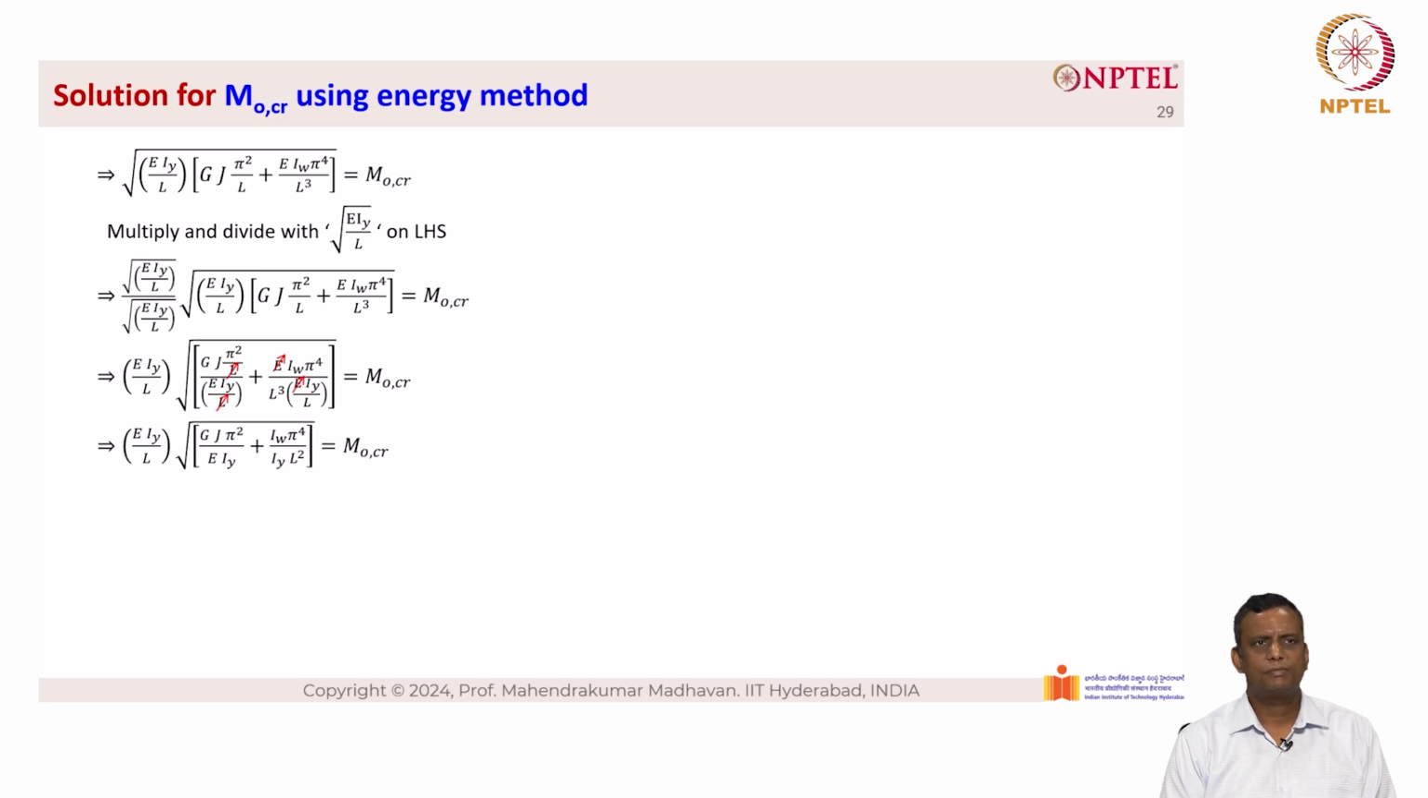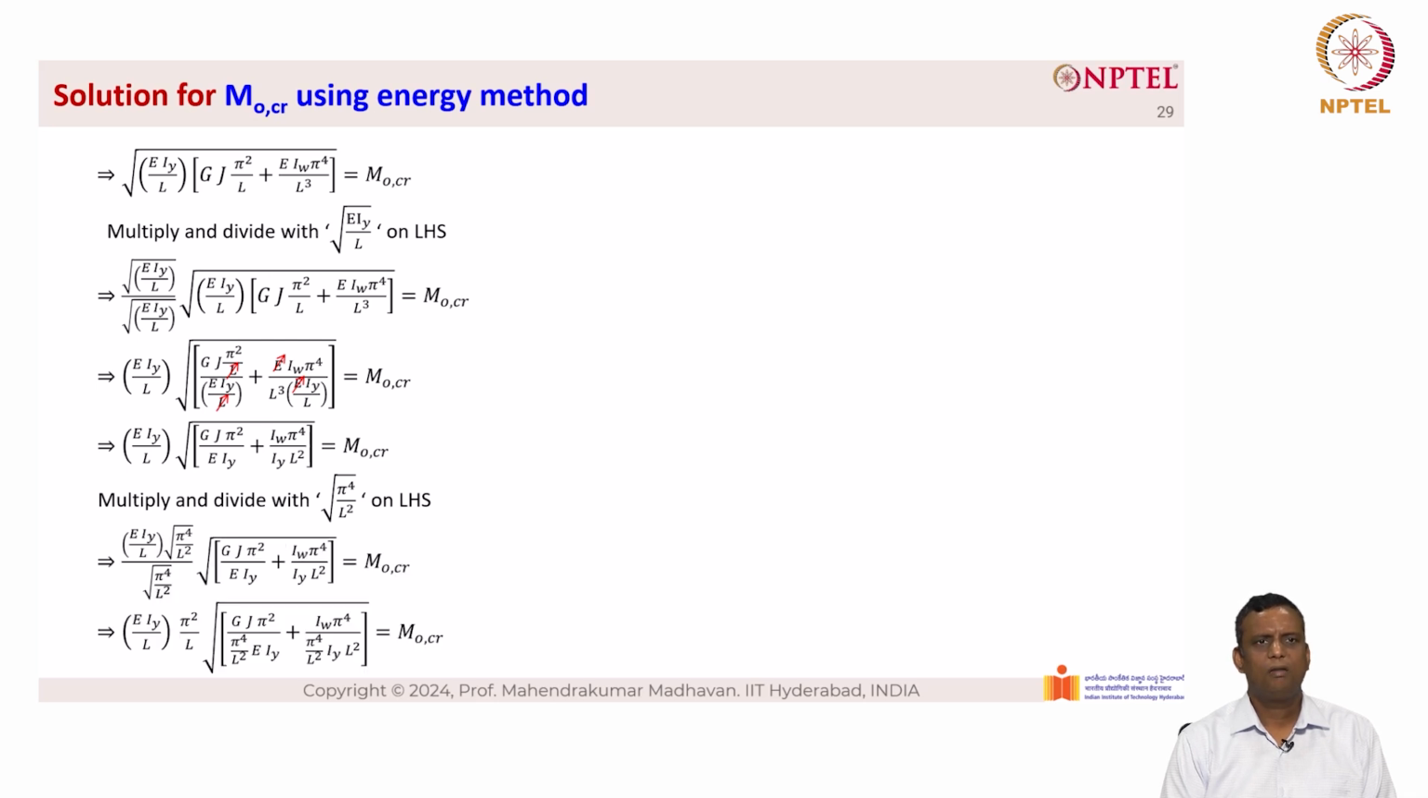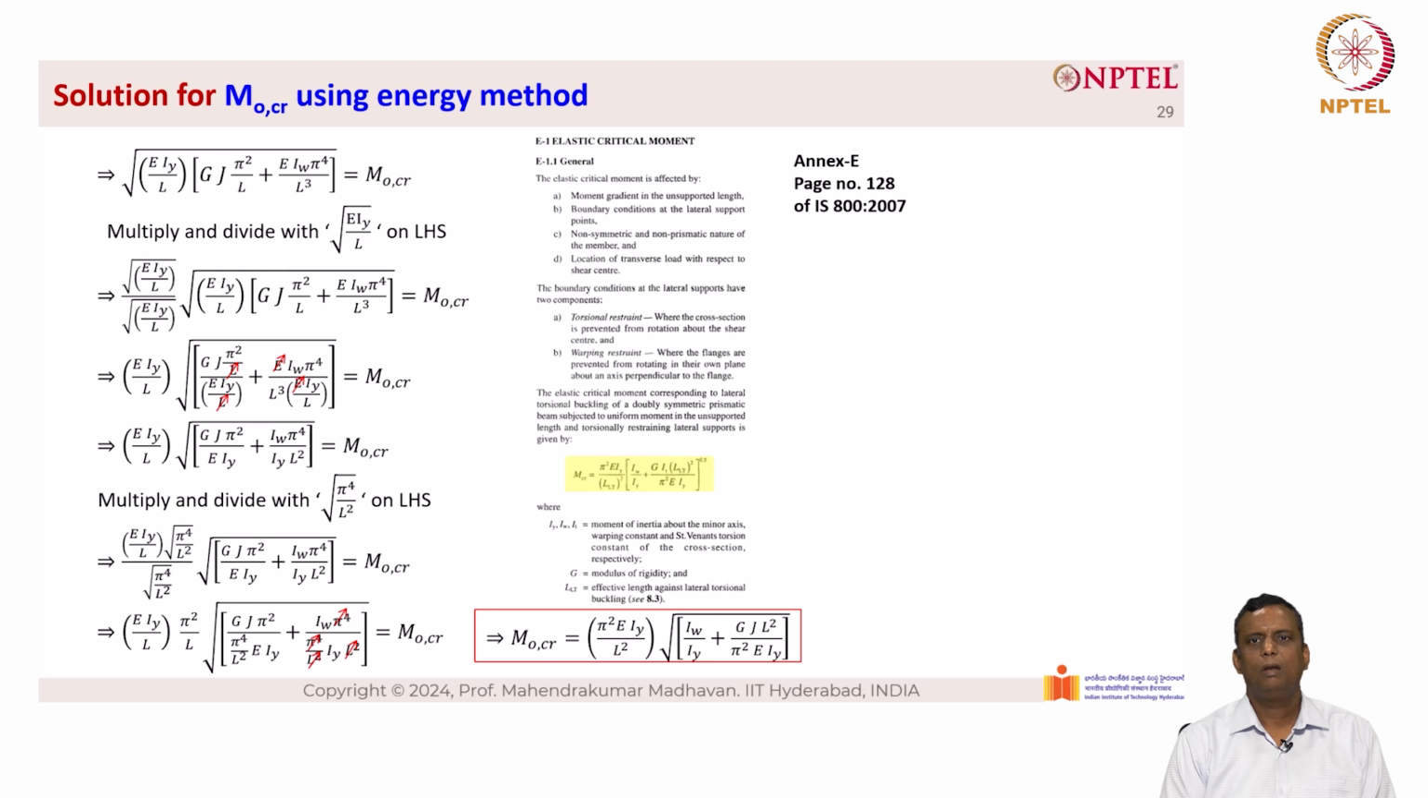So when we simplify this further, we have M naught critical equal to EIY by L into root of GJ pi square by EIY plus IW into pi power 4 divided by IY into L square. Again, we multiply and divide with root of pi power 4 by L square on the LHS. We further simplify this equation, basically algebraic manipulation. When we do so, we get M naught critical equal to pi square EIY by L square into root of IW by IY plus GJ L square by pi square EIY, which is exactly the same as the equation that is given in Annexure E, page 128 of IS 800.